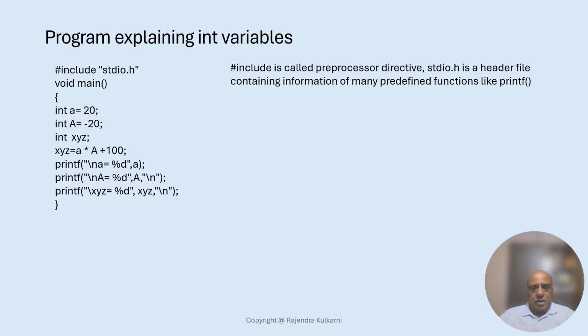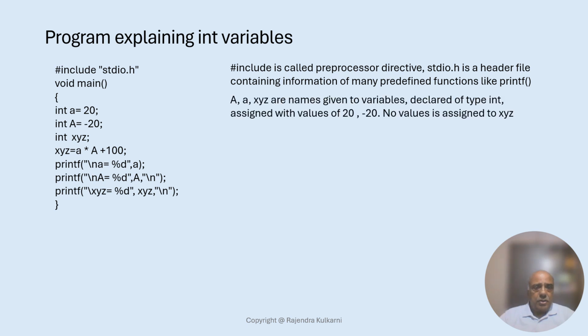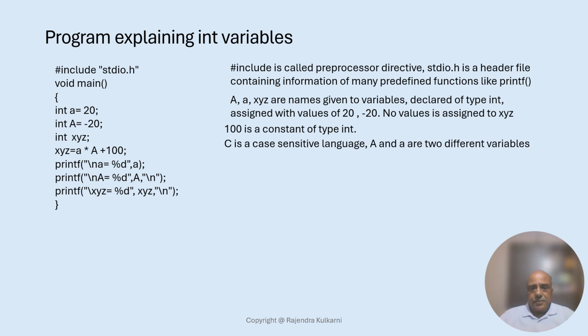Hash include is called a preprocessor directive. stdio.h is called a header file. It contains information of many predefined functions like printf, scanf and all. Small a, capital A, xyz are names given to variables declared of type int, assigned with values 20, minus 20. No value is assigned to xyz. At the compile time, xyz will not have any value. 100 is a constant of type int.